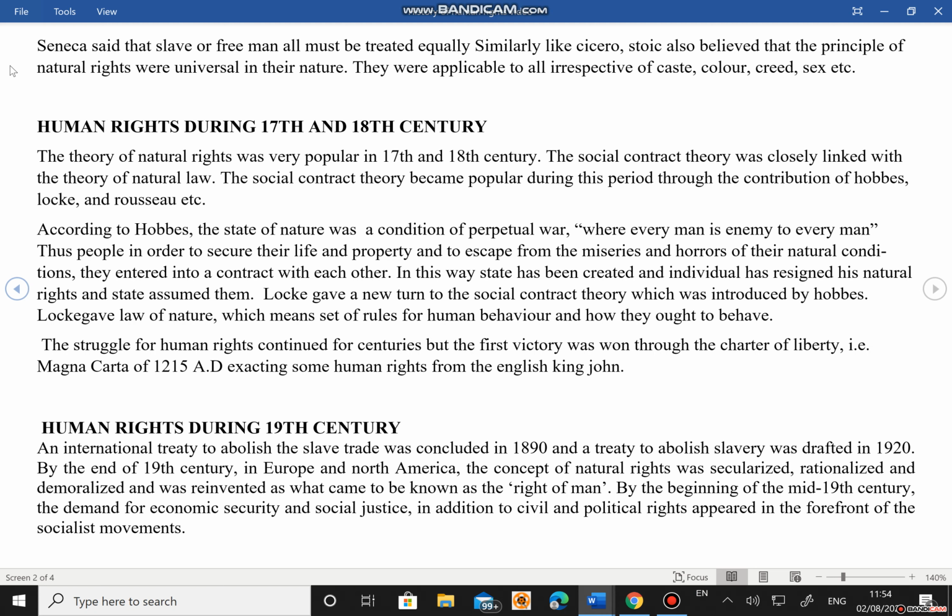The struggle for human rights continued for centuries, but the first victory was won through the Charter of Liberty, that is Magna Carta of 1215 AD, exacting some human rights from the English King John. Okay, so this was all about the 17th and 18th century.